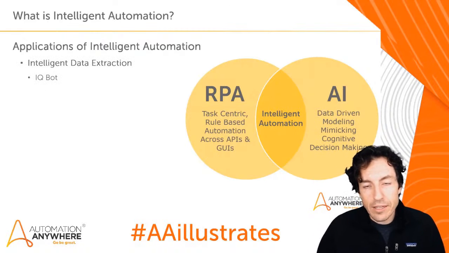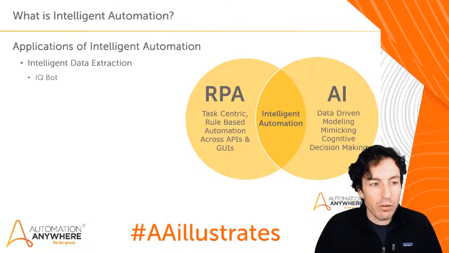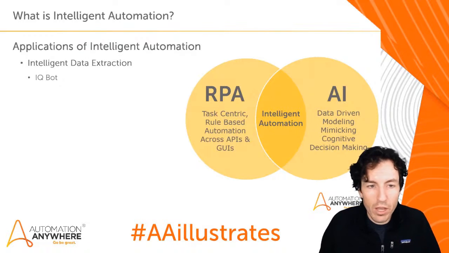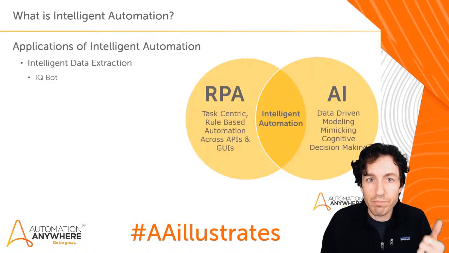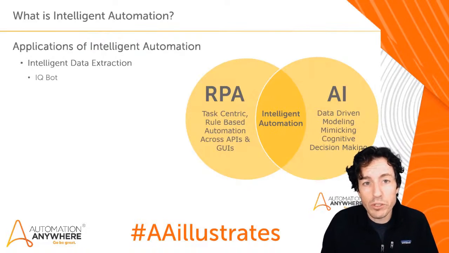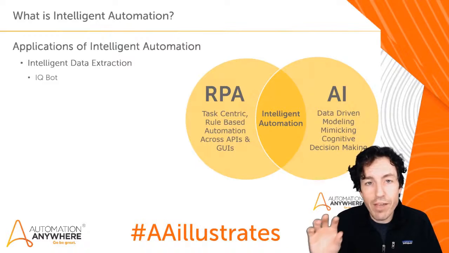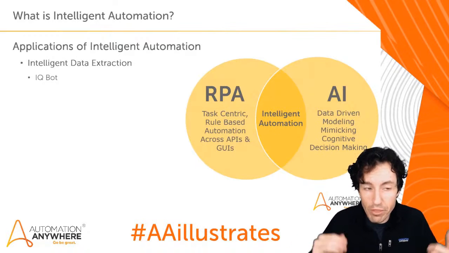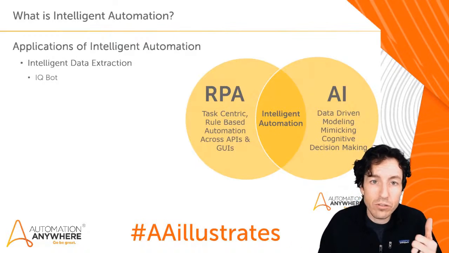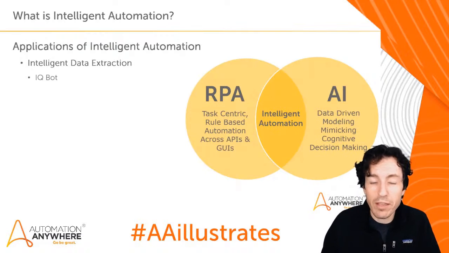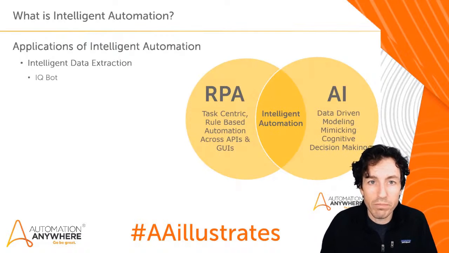So the first example that I think of when I think of intelligent automation is intelligent data extraction, right? And IQbot is a great example of that. There's a couple angles to that. The first, I would say, is being able to do that OCR, right? The OCR itself is not necessarily a super straightforward process. When we talk about taking an image and trying to recognize the characters of that image as text, right? That in itself is trying to do that same thing, mimicking that cognitive decision making that a human would do.